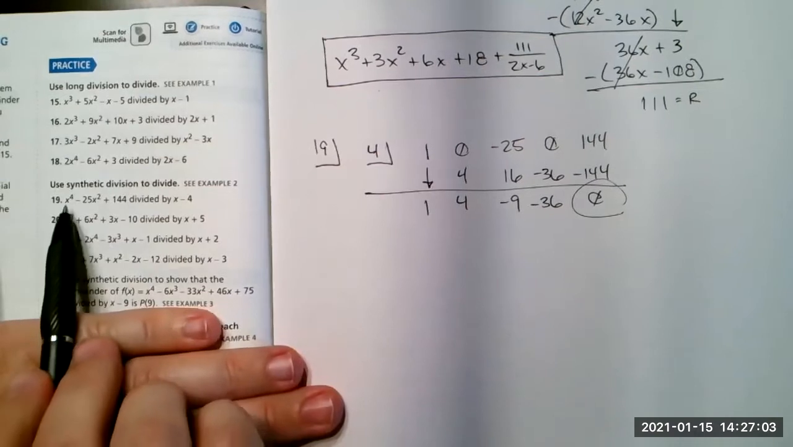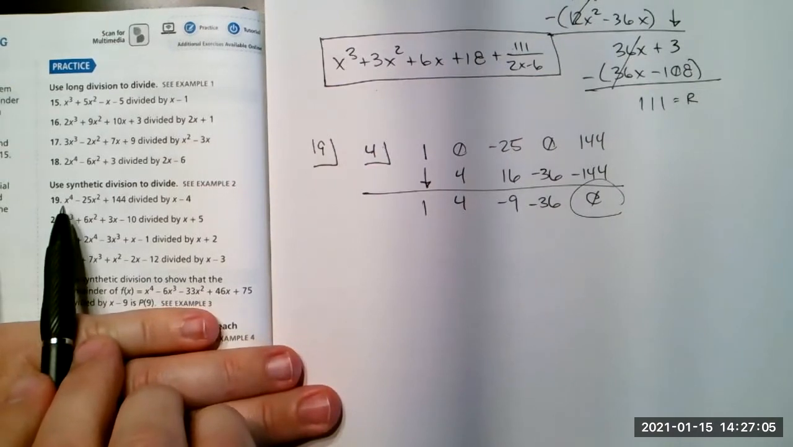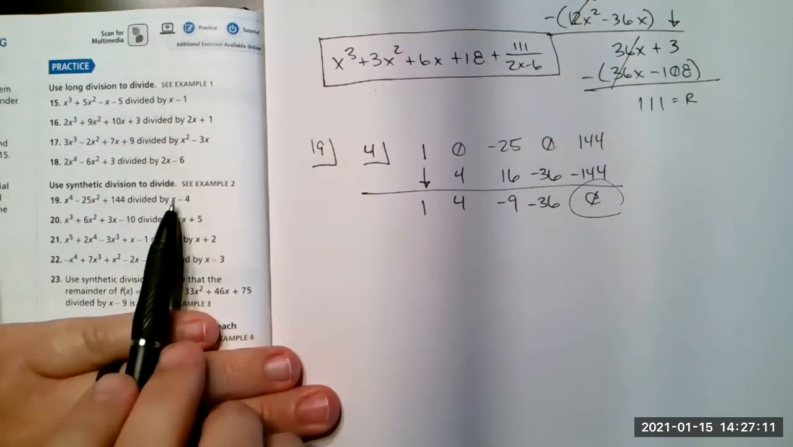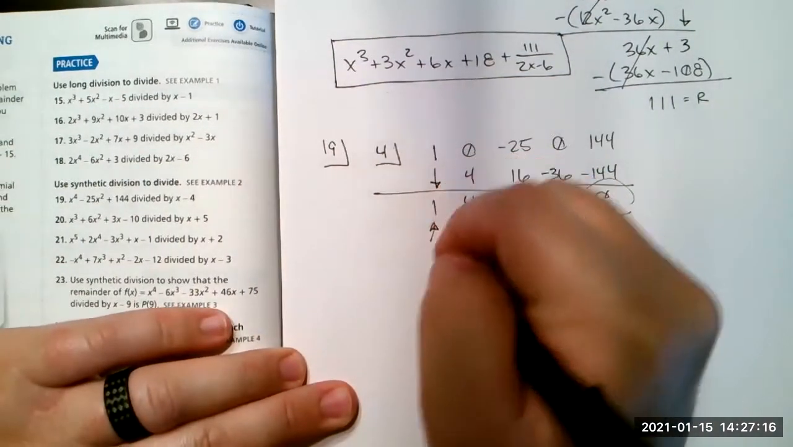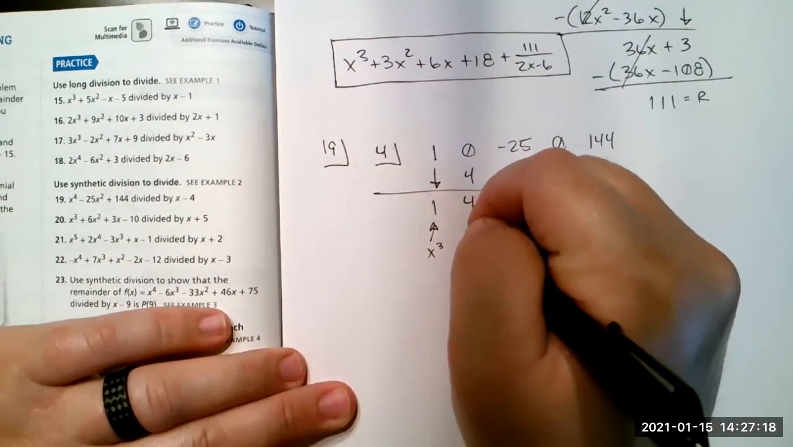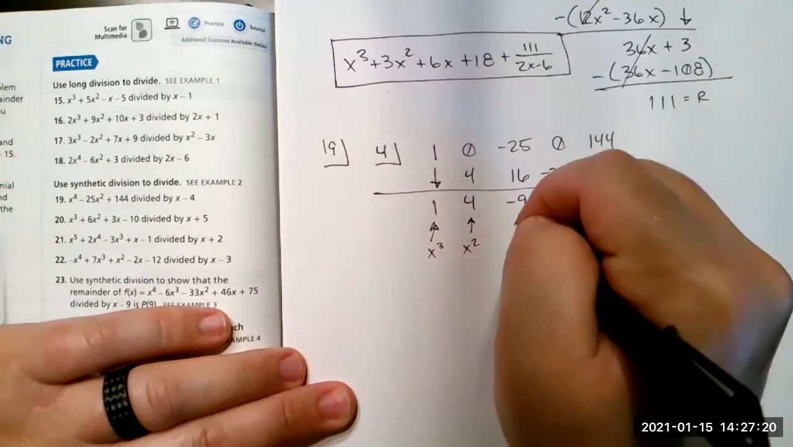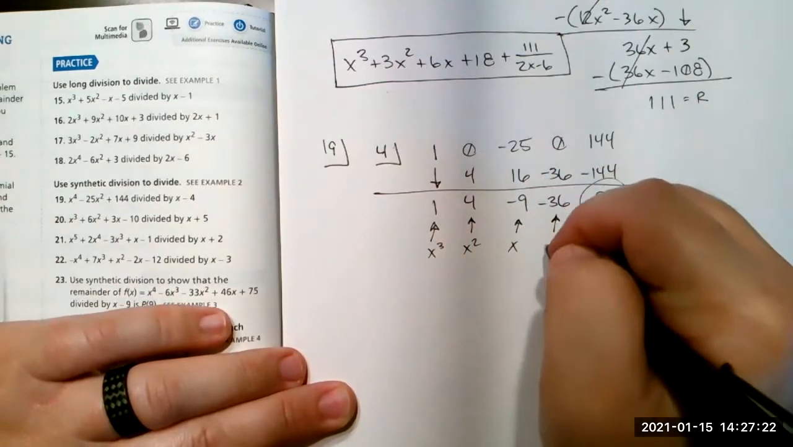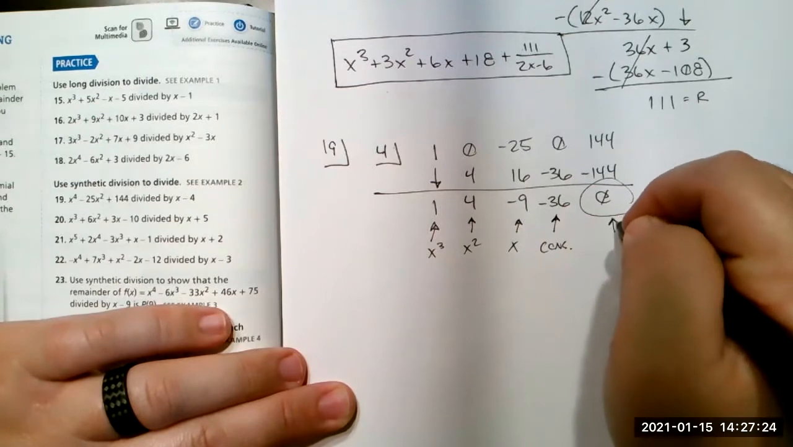So for number 19, I started off with x to the 4th. When I synthetically divide it, it's just going to kick that down 1 degree. So when I divided that x to the 4th by x minus 4, it's just going to kick it down to an x cubed. And this is an x squared. This is an x. This is my constant. And this is my remainder.